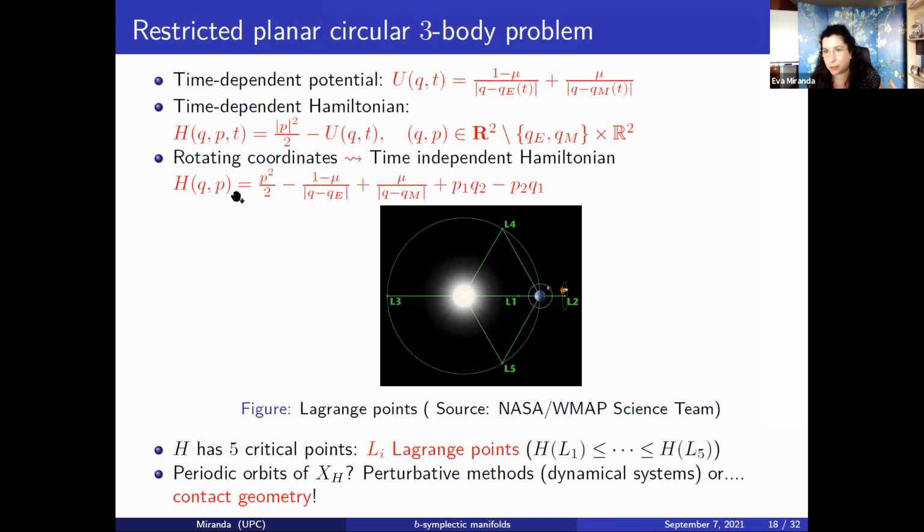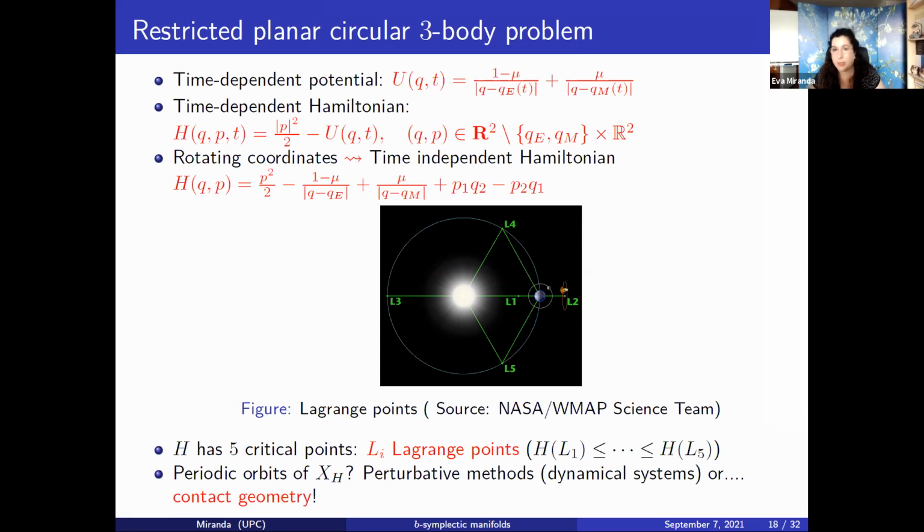But if you're a physicist, you are in business. You know what you are doing. You are adding the Coriolis force here. And here, a nice picture that I didn't do, it's from NASA, where we have something that is called the Lagrange points. Lagrange points are very important still in astrodynamics.